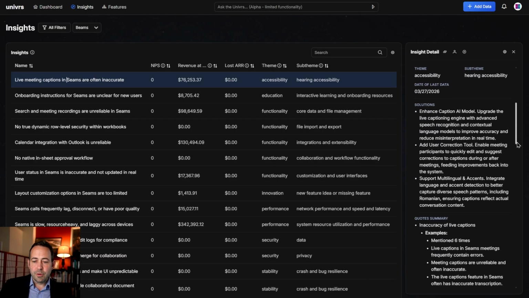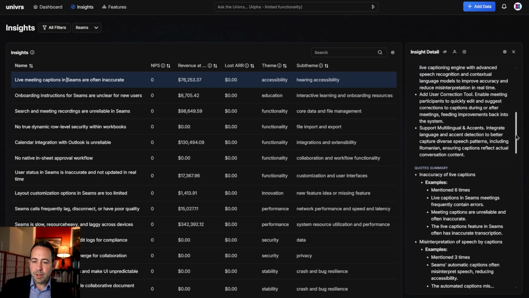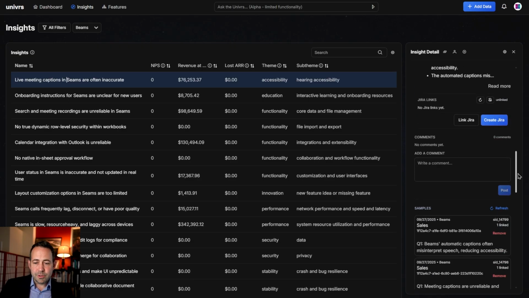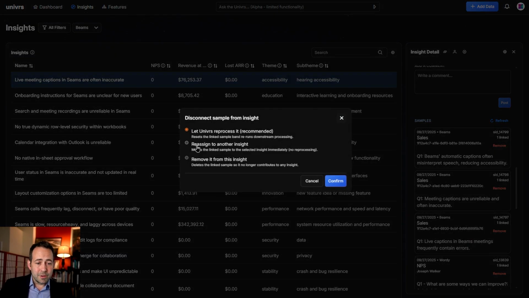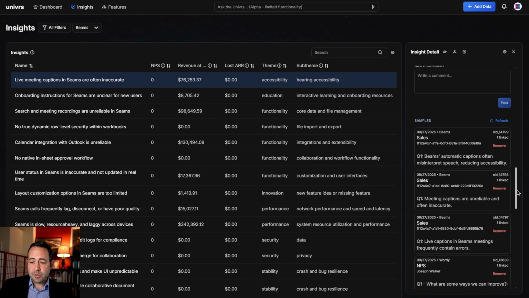There's a lot more in here. I'll go into a different video, but your solutions, quotes, your JIRA linking, your ability to remove samples from a particular insight and reassign them. You can reprocess them, reassign them to a different insight, remove it entirely. There's all sorts of fun things in there.